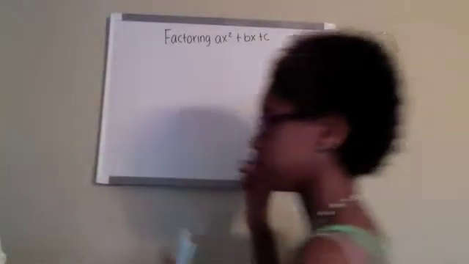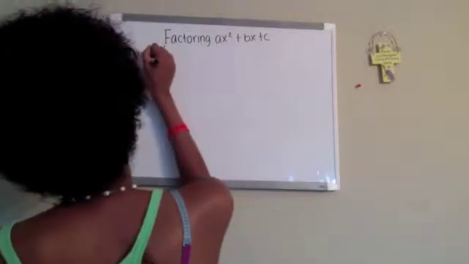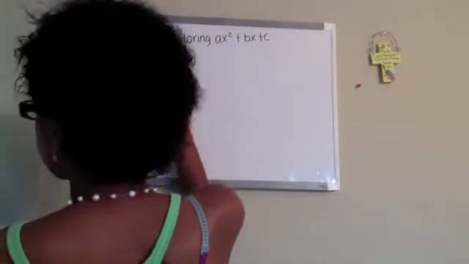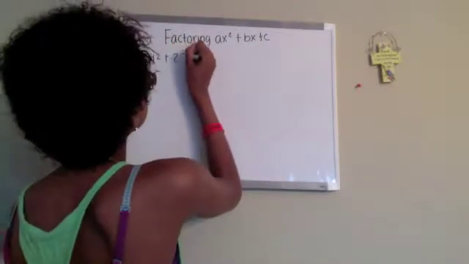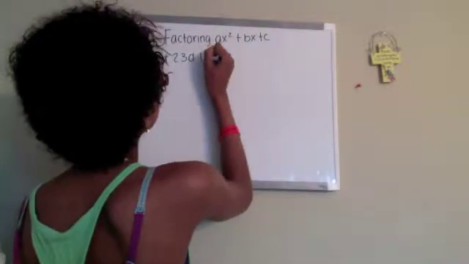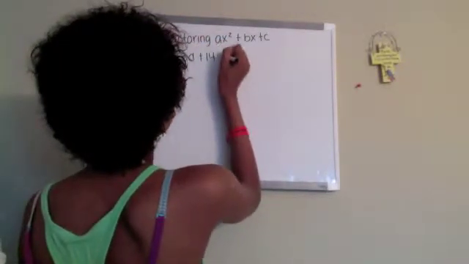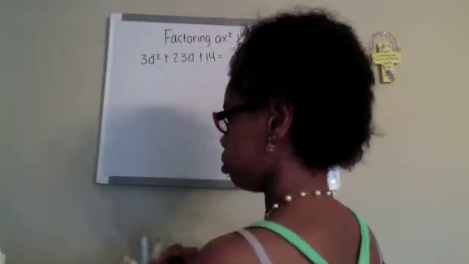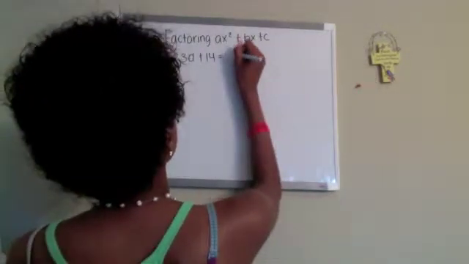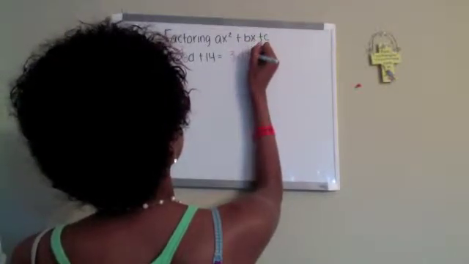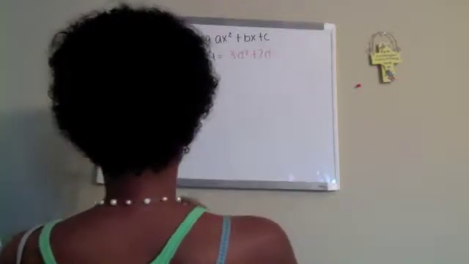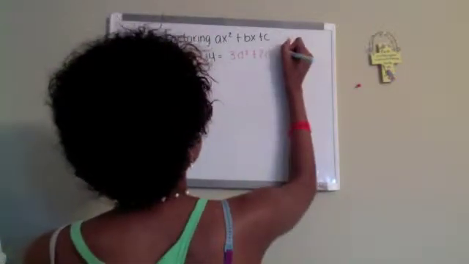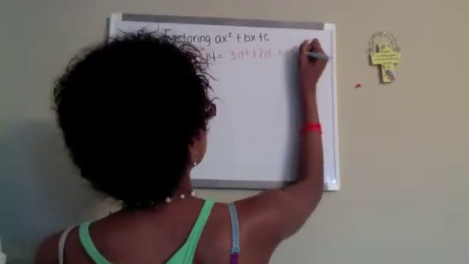Today we'll be showing you how to factor ax squared plus bx plus c. The problem that we're using today is 3d squared plus 23d plus 14 equals 3d squared plus 2d plus 21d plus 14. So in this problem, I wrote 21 plus 2 instead of 23.